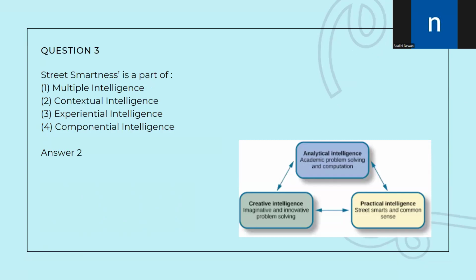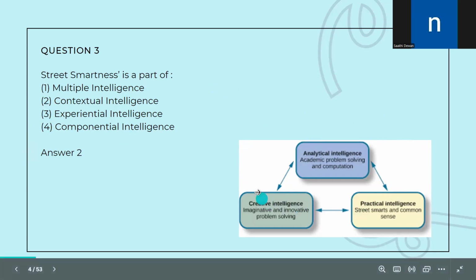The third question states, street smartness is a part of, and the options are multiple intelligence, contextual intelligence, experiential intelligence, and componential intelligence. So the second, third, and fourth parts, contextual, experiential, and componential intelligence are the part of triarchic theory of intelligence given by Robert Sternberg. And in his triarchic theory, Robert Sternberg very clearly explained that street smartness is a part of contextual intelligence, right? So the answer for this question will be part two, that is contextual intelligence.